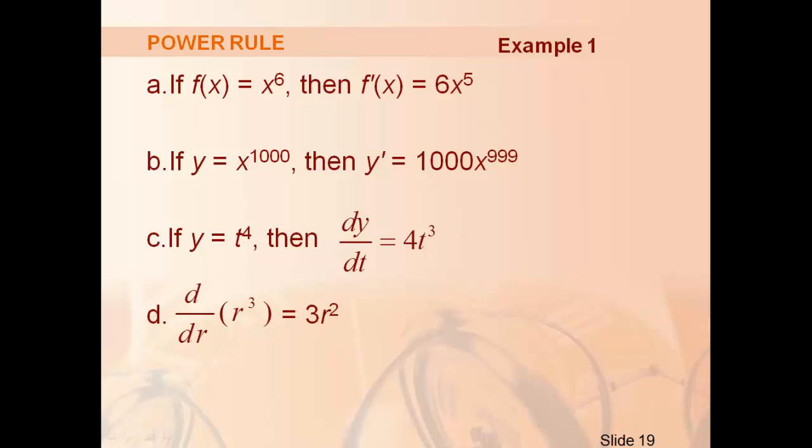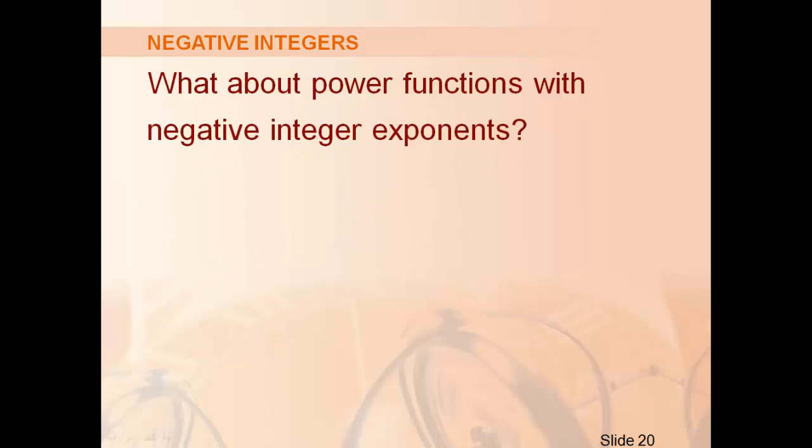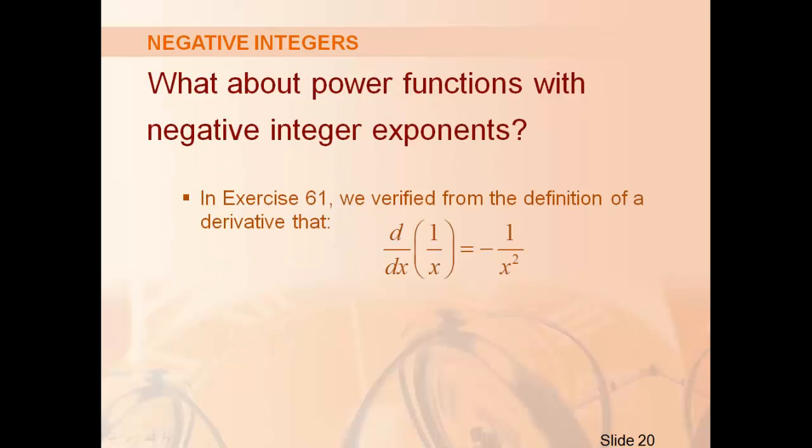So several different ways we can indicate we want the derivative: f prime, y prime, dy/dt, stating the function as y, or simply using the Leibniz notation and knowing that the function is what's going to be in parentheses here without having to state it separately. So what about power functions with negative integer exponents? What do we know about those?